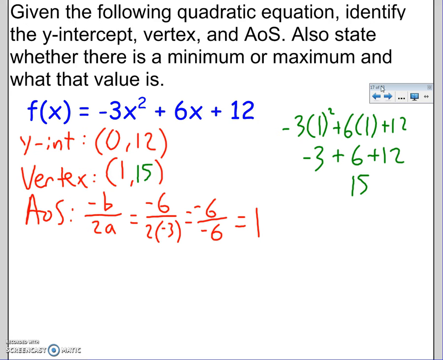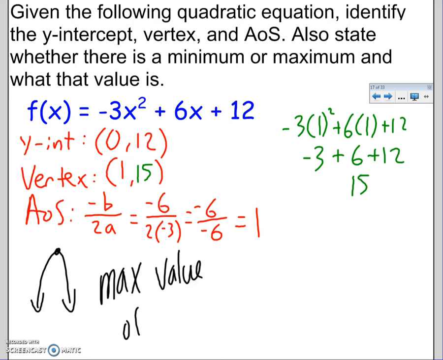It asks for minimum or maximum. Well, it is flipped because of the negative 3. So we have an upside down u. Well, this point is the maximum, it's the top. So it's a maximum, and the value is the y part of the vertex. It's 15. All right, so remember the vertex: the x part is the axis of symmetry, the y part is the value of the maximum or minimum.